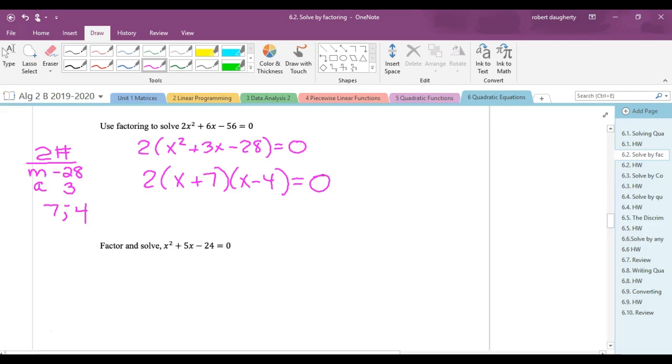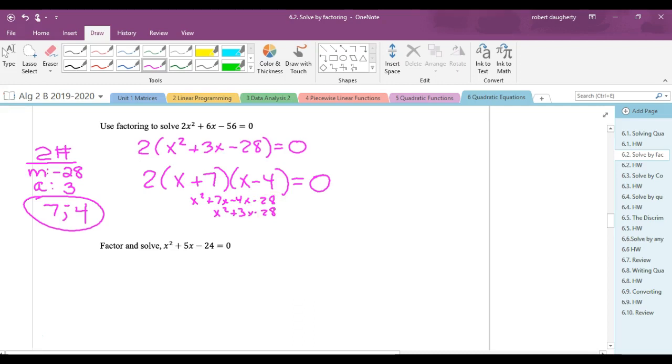I need two numbers that multiply to give me negative 28 and add to give me 3. Okay? 7 and 4 will do that. Now, if I were to multiply this back out, I would get x squared plus 7x minus 4x minus 28. That's x squared plus 3x minus 28. That was the original that I started with.